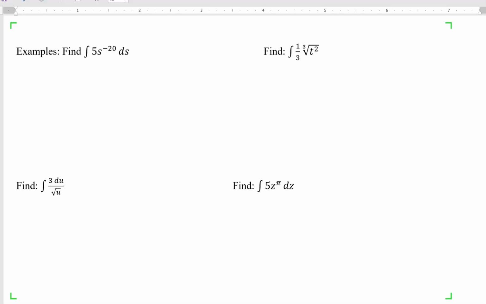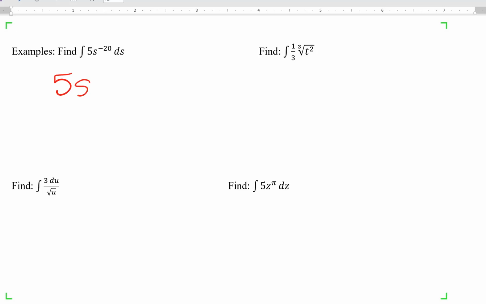Okay, so let's look at some examples. This first one, I've got the integral of 5s to the negative 20 ds. So I'm just going to use that rule. I'm going to take 5s to the negative 20 and add 1 to the exponent, so that'll give me negative 19. And then I'm going to divide by the exponent plus 1, which is also negative 19, and then plus c. So that's what that integral is, and that would have been a little more complicated to think about without that rule.